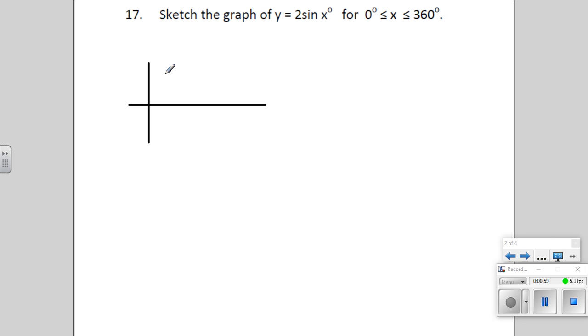Okay, so 2 sine x means that I want to go as high as 2 and as low as negative 2. Sine x graph starts at 0, goes up and then comes back down. So I'm going up to 2, back down, negative 2, and then back to 0. And then my defining points are 0, 180, and 360. And that is all I have to do for 2 marks.